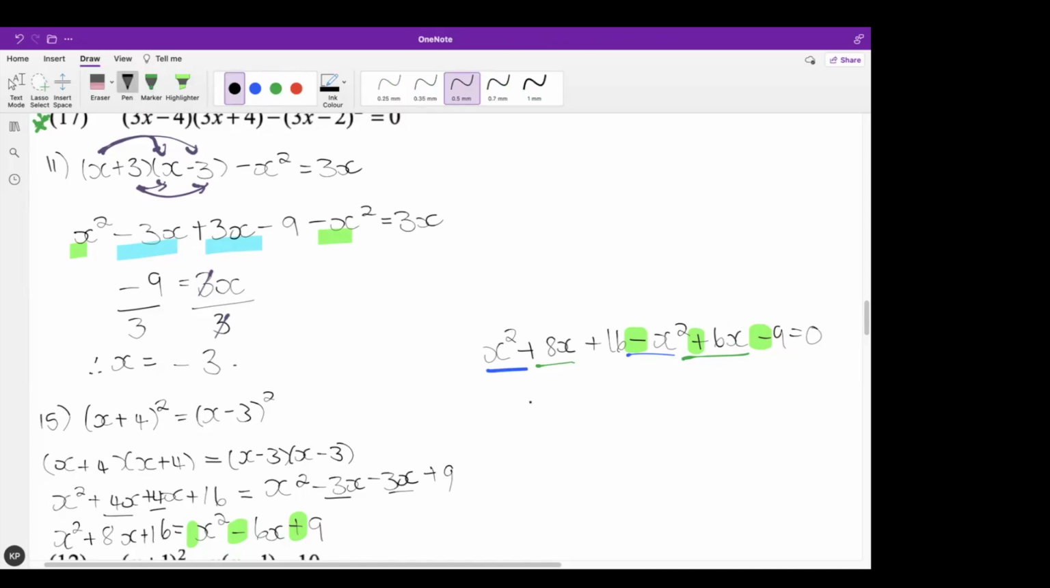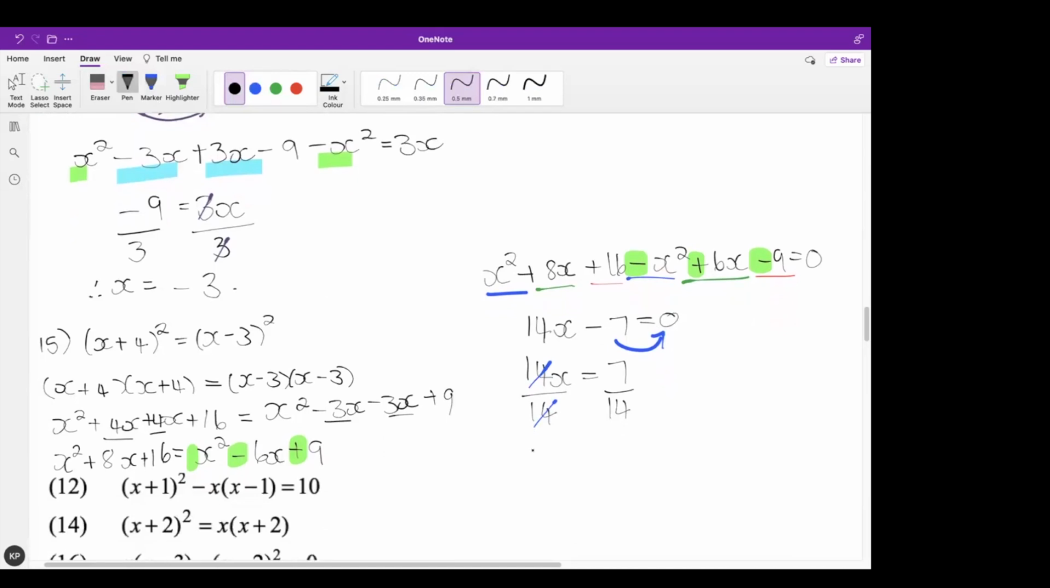That is 14x. Okay. And then I have finally positive 16 minus 9. And that will give me negative 7 equals 0. Now, on this step, we see that we have to take my 7 back to the other side. So I will have 14x is equal to 0 plus 7, which is just 7. You divide both sides by 14.